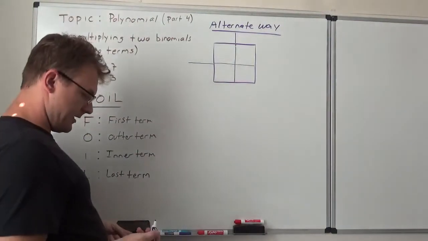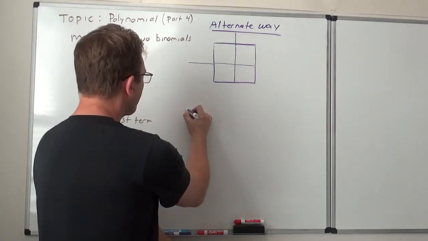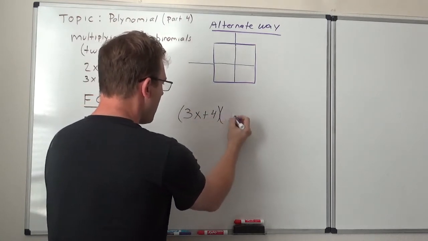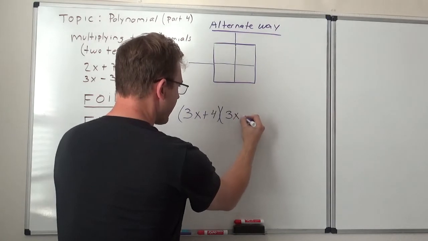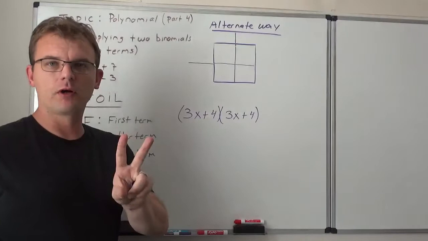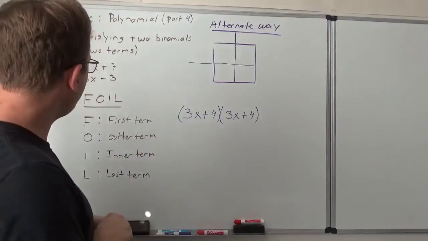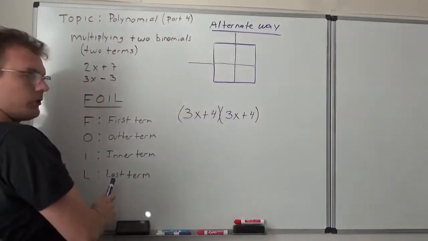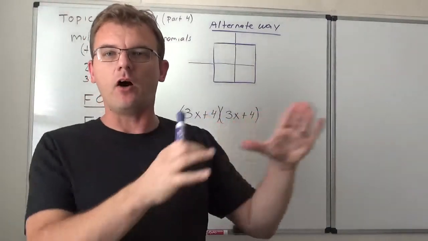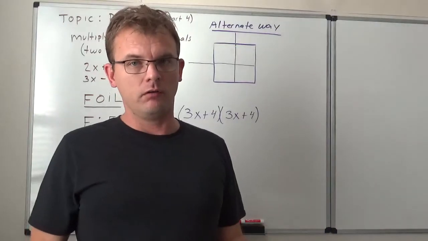So let's make sure we do this correctly. So let's do 3x plus 4 times 3x plus 4. Well, it's the same thing. Perfect. Multiply it. So I'm going to do it the alternate way, and then I will do it our way. Just make sure we get the same thing, so you're not saying, oh, well, one's better than the other one. No. It's just how you prefer.